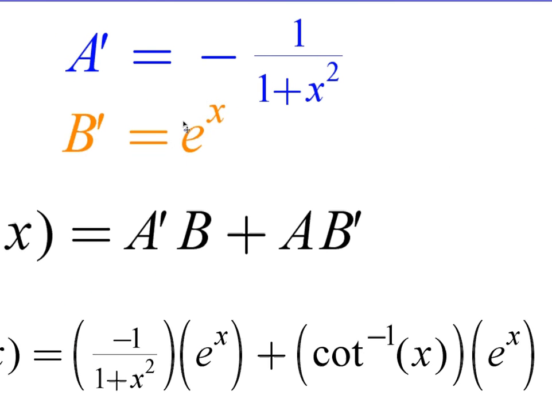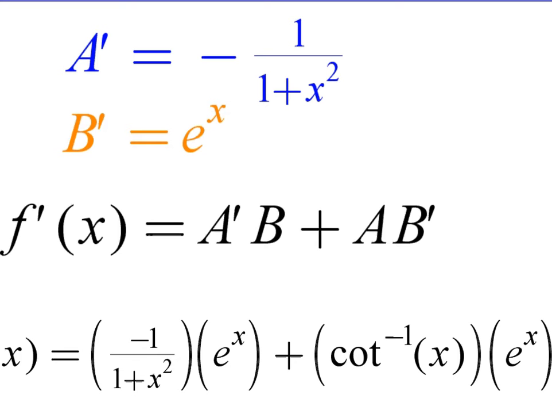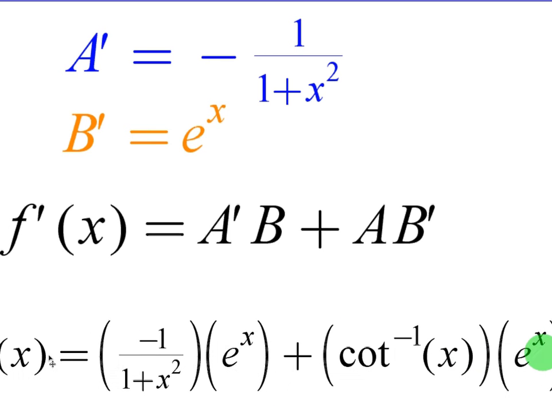Here's the derivative of inverse cotangent. It's actually just negative 1 over 1 plus x squared. It's kind of weird how the derivative of an inverse trig function is just like a rational function. It's very strange. And then, of course, the derivative of e to the x is e to the x. So when you plug that in, you get A prime B plus AB prime. Nothing different there.